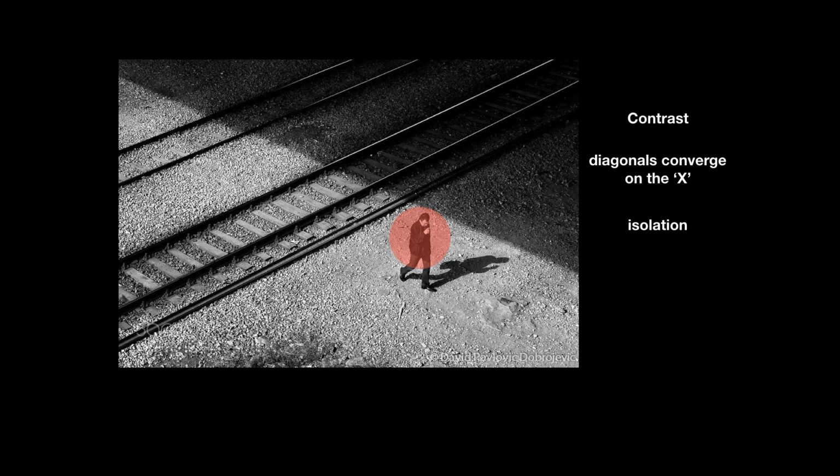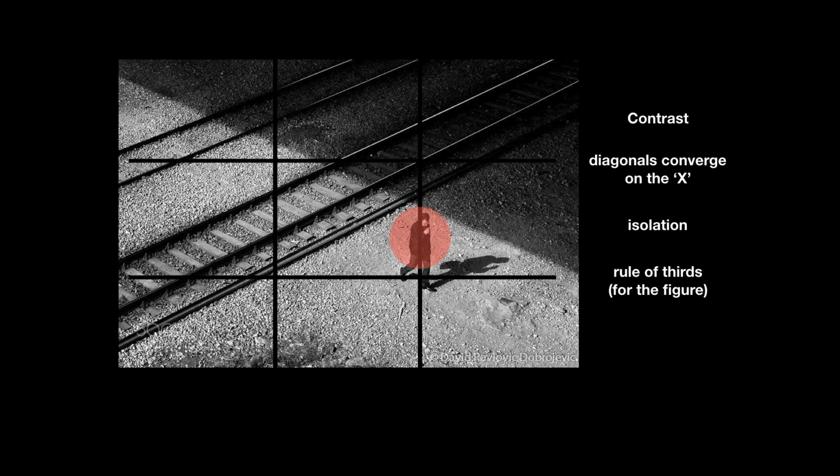Isolation: he is the only subject in the composition. And if we think about the rule of thirds, the train tracks themselves aren't adhering to the rule of thirds. They're going from the bottom left corner to the top right, creating a strong diagonal. But if you were to place the rule of thirds grid on top, we can see that the man is placed right in that bottom right-hand quadrant.